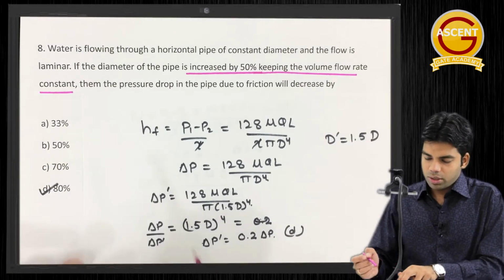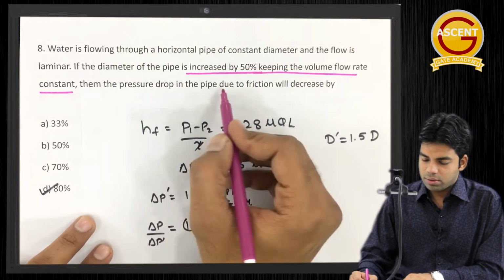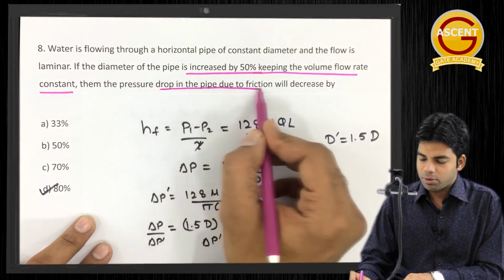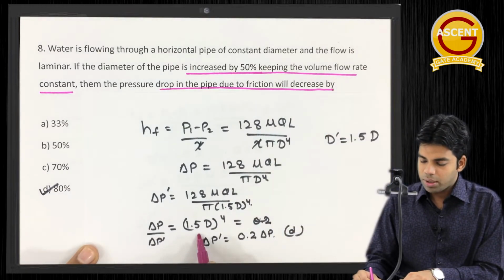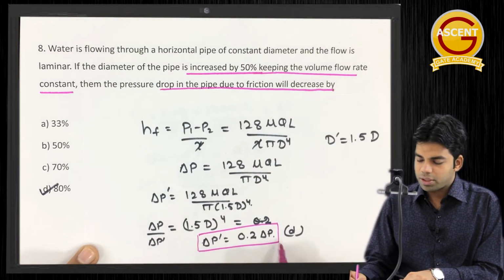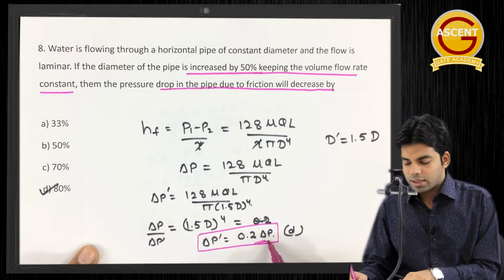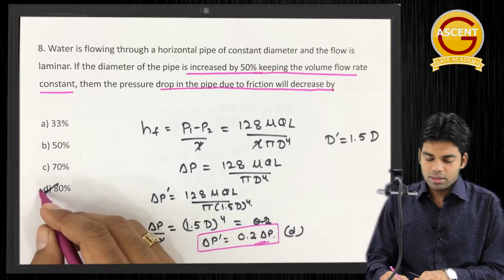Now because what is asked in the question is the pressure drop in the pipe due to friction will decrease by, we have got the final pressure drop as 0.2 times of initial pressure drop. That means it has decreased by 80%. That's why the answer is 80%.